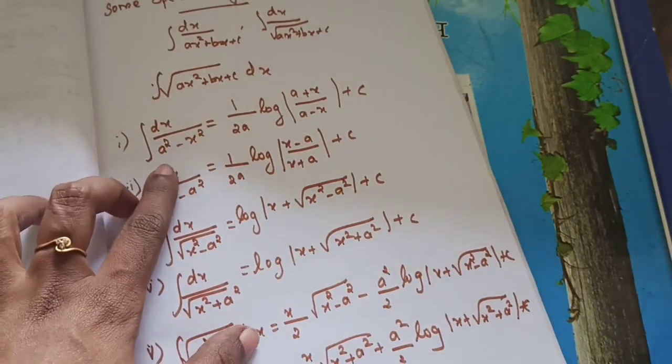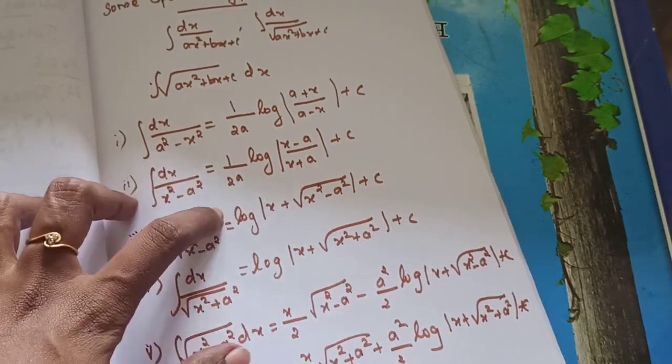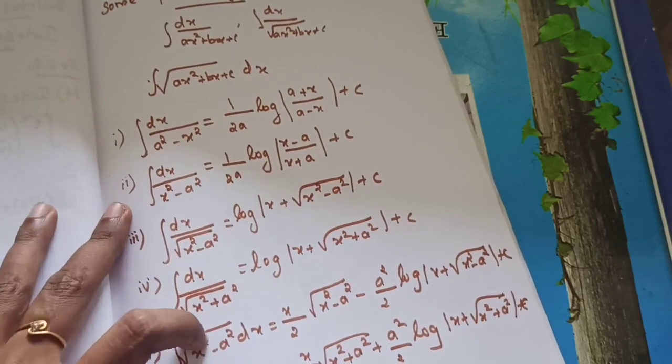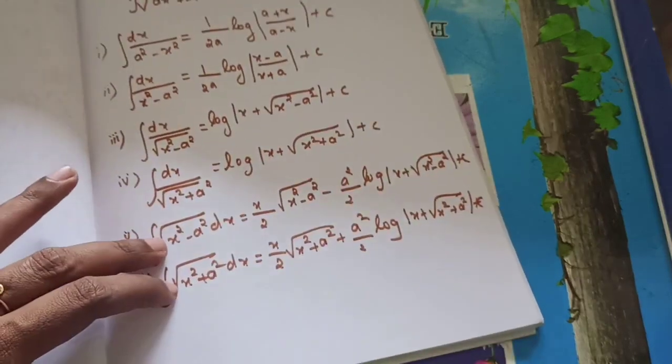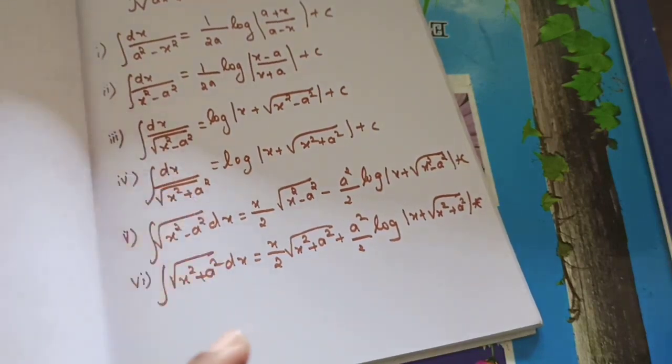What's the change? Denominator here a square minus x square, here x square minus a square form. Next one square root of minus, next one square root of plus. Then these 2 formulas are similar. Here it is minus, here it is plus. See the difference and learn all the 6 formulas. Without learning this you can't do.